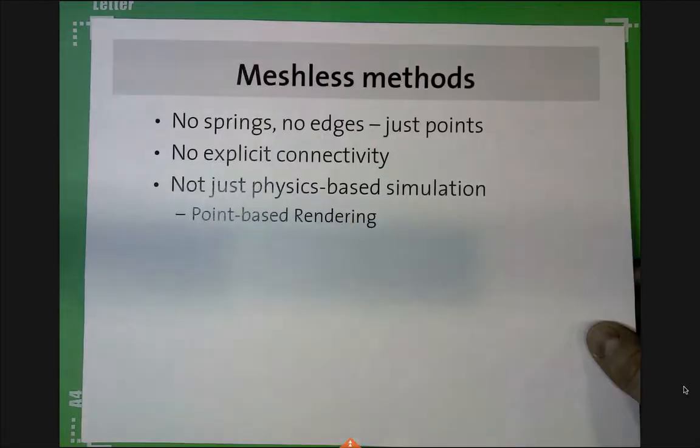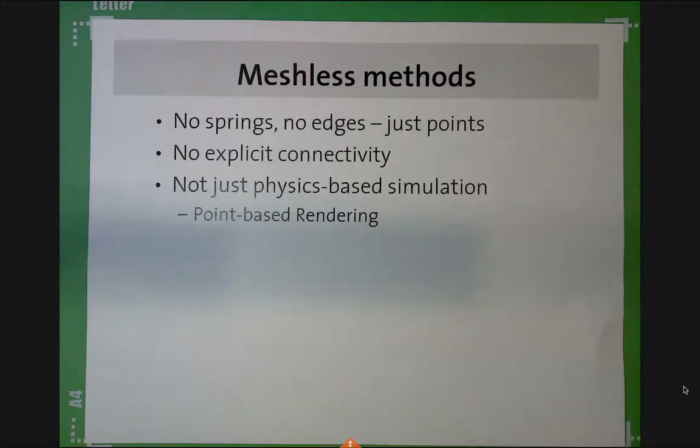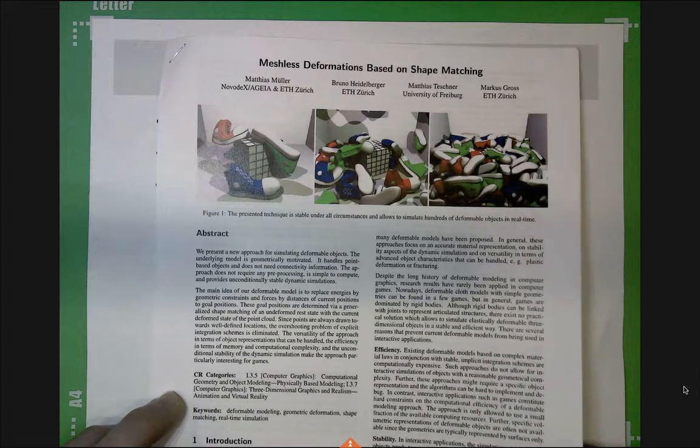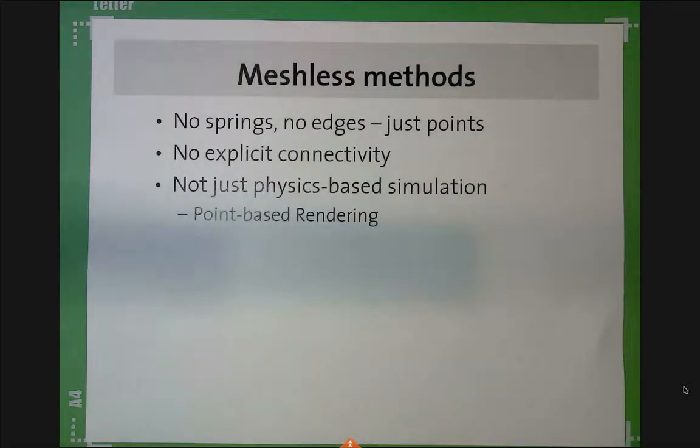So what does it mean? What does the meshless buzzword mean? I don't know if you have encountered some meshless things before. This is what the title of the paper says, right? Meshless deformations based on shape matching. So do you have an idea what meshless means? Well, there's no mesh, right? So what is there? There's just points, and the points don't have to be explicitly connected with anything.